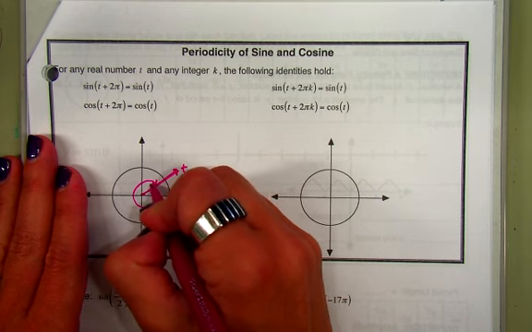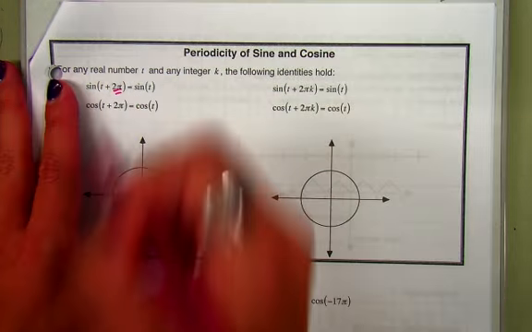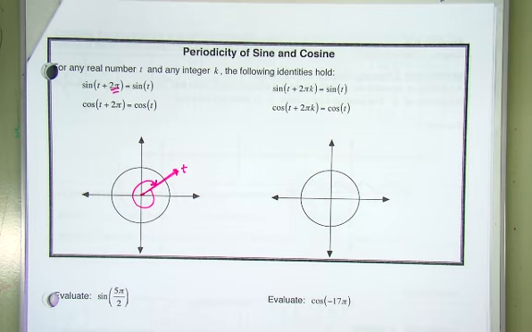Well, how many radians are in a revolution? 2 pi. So every time you add a revolution, you're adding 2 pi. That's what this means, right? So I'm adding 2 pi.